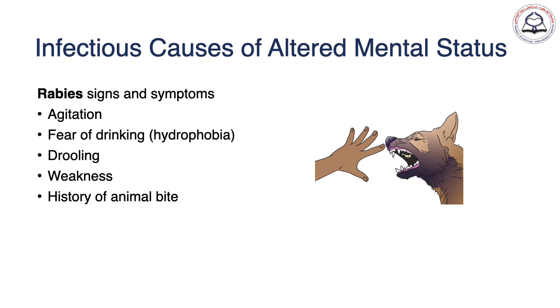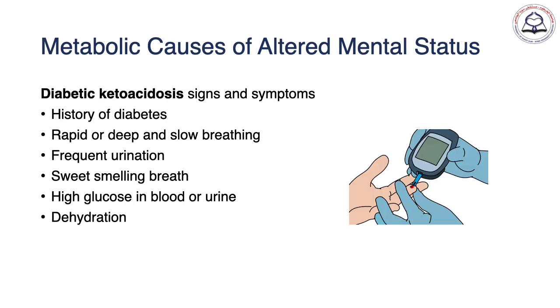The patient will show agitation, fear of drinking, hydrophobia, drooling, weakness, and a history of animal bite. Diabetic ketoacidosis can present with altered mental status due to many factors. One of them is hypoperfusion or severe acidosis or concomitant infection, or when diabetes is a risk factor for an intracranial process like cerebral bleed or ischemia.